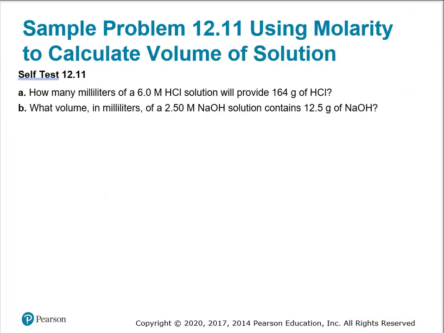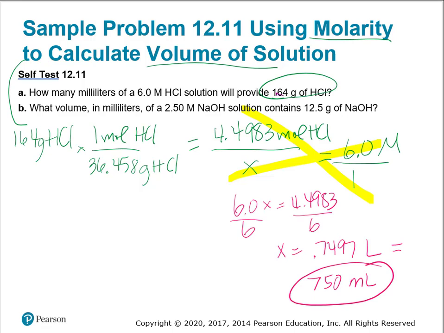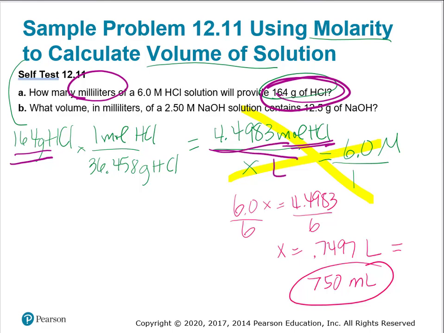The next set of problems is calculating the volume of solution using molarity. Pause the video here to set it up. Letter A gave me grams of hydrochloric acid. I just took grams, went to moles right away. That gave me 4.4983 moles of HCl. We need to find how many milliliters, but first I'm going to go to liters because molarity is moles per liter. And we were told that it was 6 molar concentration.